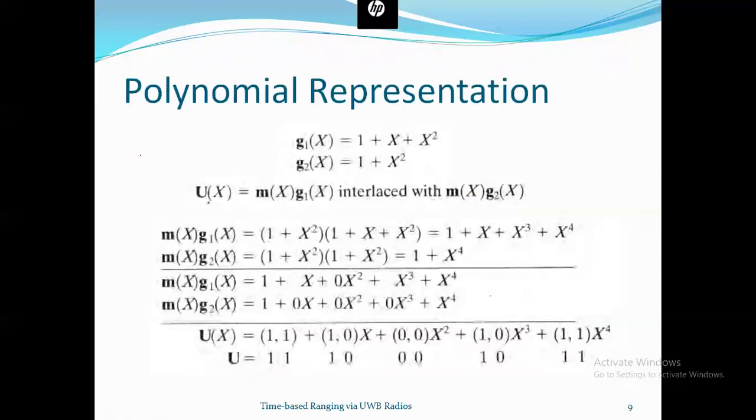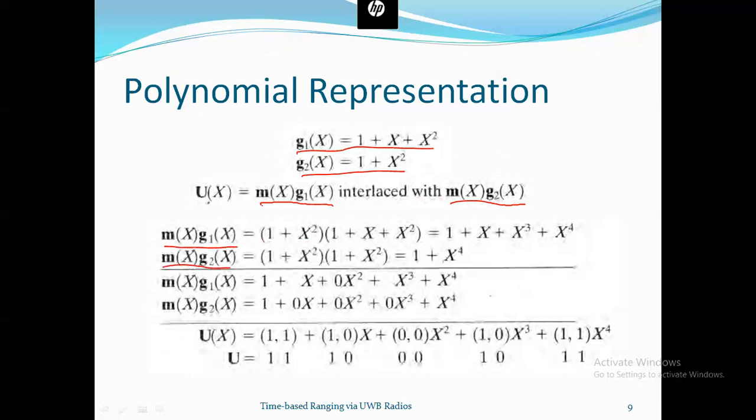Now this is, in fact, the generator polynomial. In the generator polynomial, we have considered that the first connection of the modulo 2 adder is 1 plus x plus x squared, and the second connection is 1 plus x squared. So we multiply the message 101, which is 1 plus x squared, with g1 of x, and the message 101, which is 1 plus x squared, with g2 of x. And here we have m of x g1 of x and m of x g2 of x.